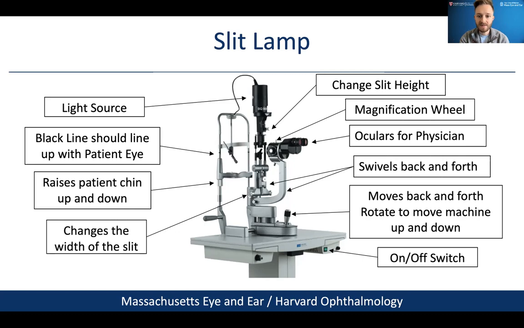There is a knob at the top here. It's a silver little round knob. And if you turn it to the right, it increases the height of the slit. And if you turn it in the counterclockwise direction, it decreases the height of the slit. And lastly, if things are too bright or too dim, there's also a knob at the bottom of the slit lamp that can change the light intensity.